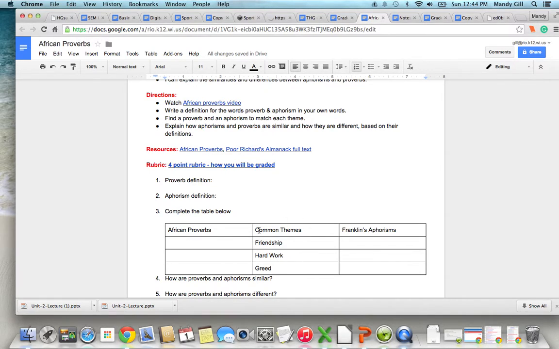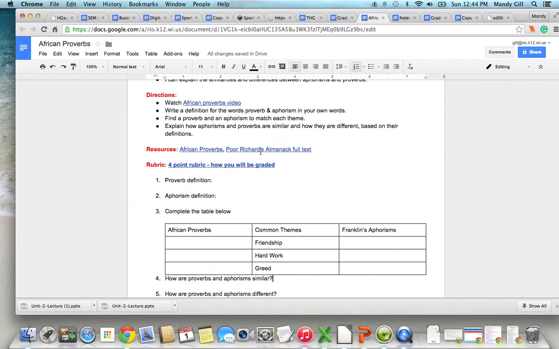But for the table here, there's common themes down the center: friendship, hard work, and greed. So your job is to find an African proverb whose theme is friendship, and then one of Franklin's aphorisms whose theme is friendship. Same thing for hard work. Find an African proverb whose theme is hard work, and one of Franklin's aphorisms that's hard work, and then for greed. These are very helpful resources.